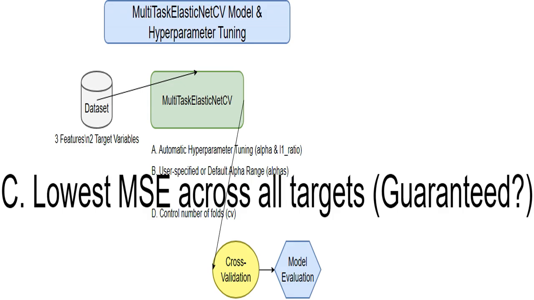No, it's not guaranteed that the best L1 ratio will give the absolute lowest mean squared error, MSE, for each individual target variable. Instead, the model finds the L1 ratio that minimizes a combined error metric across all targets, achieving a balance between all target variable performance. Think of it like finding the best compromise when multiple people have different preferences. It may not be perfect for each individual, but it's optimal for the group.